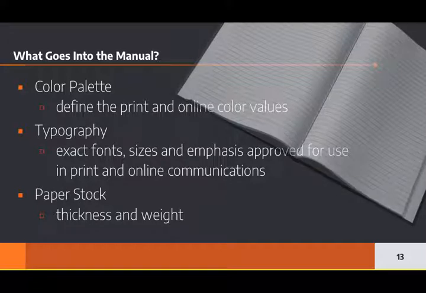The paper stock is really important as well. Printed material collateral such as brochures, letterhead, posters, buck slips, and flyers may require brand guide specifications such as paper stock. Here, the type of paper, its thickness and weight, or comparable alternatives will be defined.